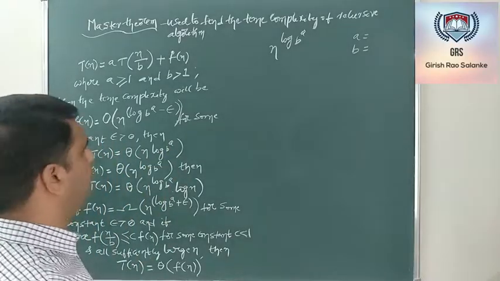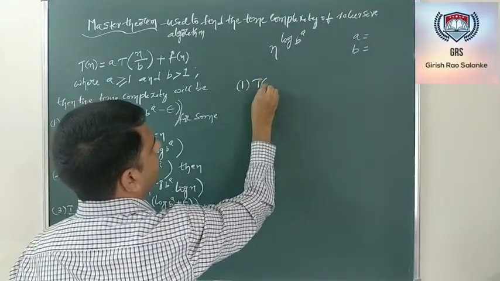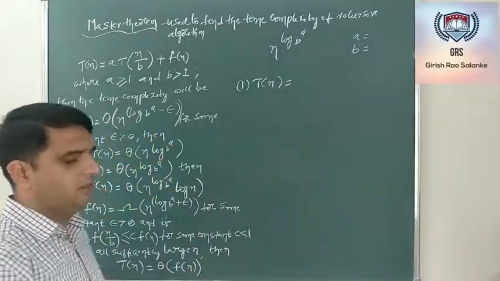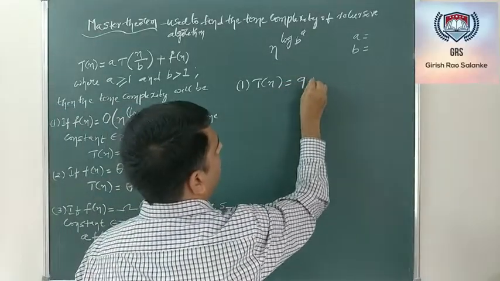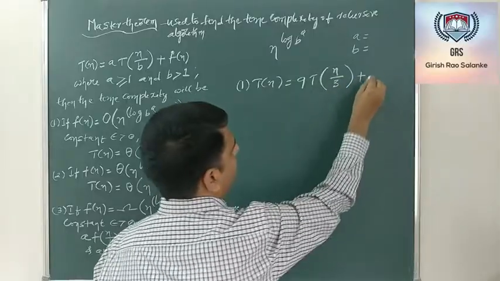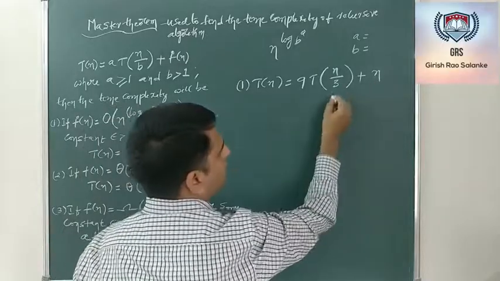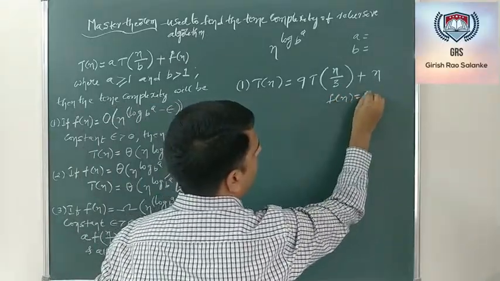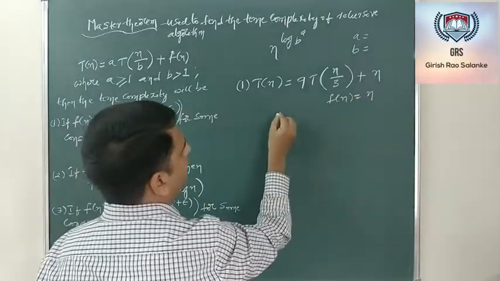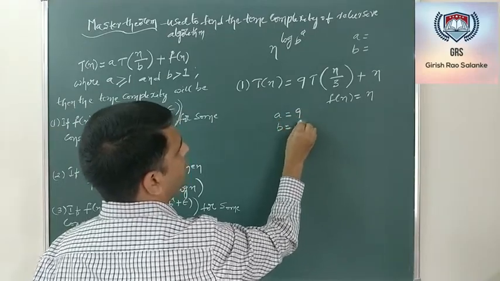Let me take an example for the first case. Let me take my T(n). T(n) = 9*T(n/3) + n. Now what is the value of f(n) here? f(n) is this part. f(n) = n, and what are the values of a and b? The a value is 9 and the b value is 3.